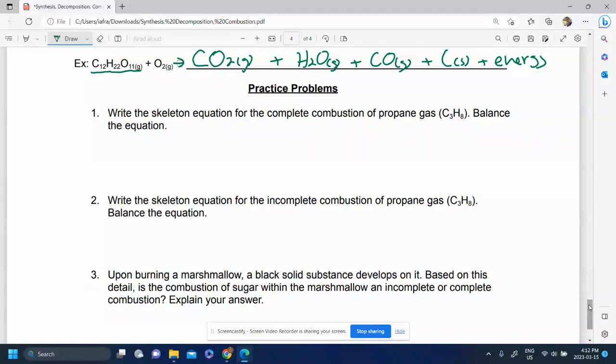In this video, we're going to do some combustion practice problems. So hopefully you try these yourself first, and then you can just check your work using the video and give yourself some feedback. So write the skeleton equation for the complete combustion of propane gas.